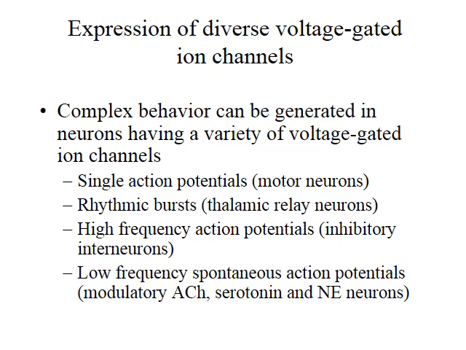Thalamic relay neurons, in contrast, generate rhythmic bursts of activity. Inhibitory interneurons tend to generate high frequencies of action potentials, and modulatory neurons, such as those releasing acetylcholine, serotonin, or norepinephrine, generally have an ongoing spontaneous activity at a relatively low frequency. Again, these types of electrical behavior, spiking behavior, arise due to the different types of voltage-gated channels that are expressed in each type of neuron.